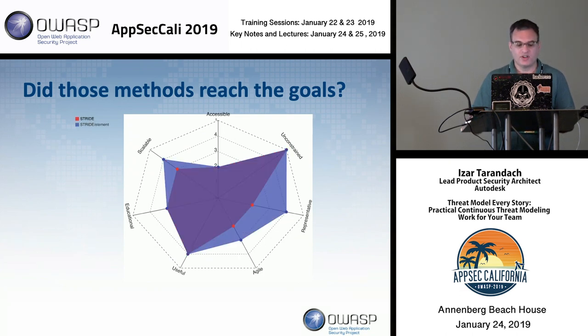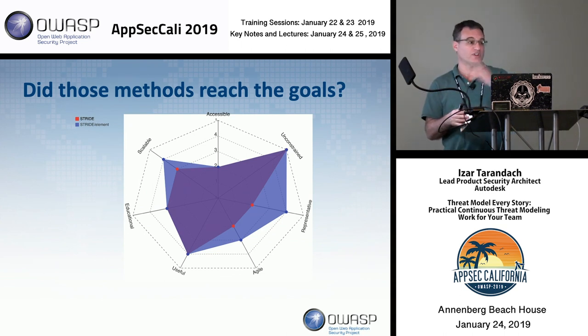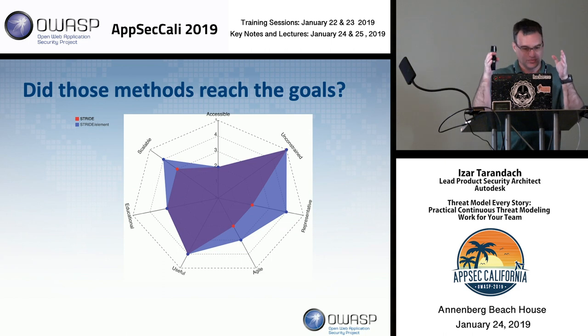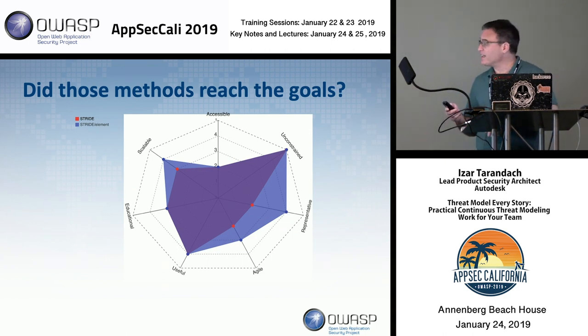Then STRIDE per element gave me a bit on the Agile scale, and together with that on the representative, because that separation of let's look at one element and see what's more important for that specific element, instead of let's look at the whole system and look at everything that can happen with that system, gave a chance to those teams that work in different parts of the system to focus more closely on that thing that they're working on at that time. On the other hand, it stays low on the accessible, it stays high on the unconstrained. It might be a bit more scalable because, again, the teams are working separately. And it's as useful as STRIDE.